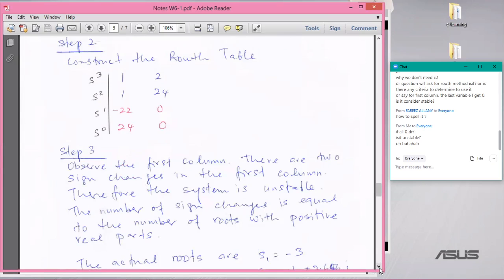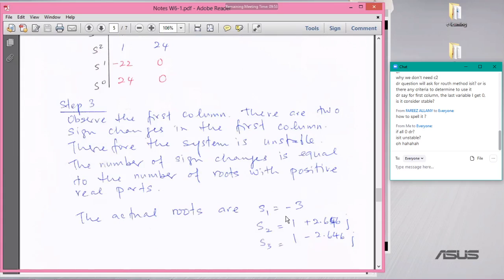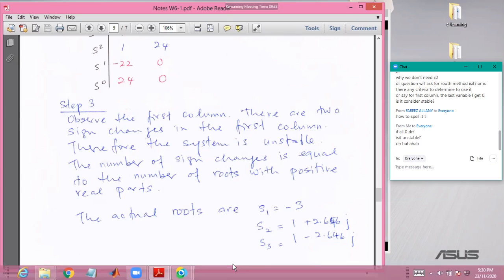Where was I? Okay, here I was talking about the number of sign changes. You have two sign changes, meaning that you're going to have two positive roots. So for this equation, I have determined the roots. So the roots are -3, and there's two positive roots here. It is a complex root, but the real part here is positive. So the number of sign changes in the first column indicate the number of positive roots. What else do we have?